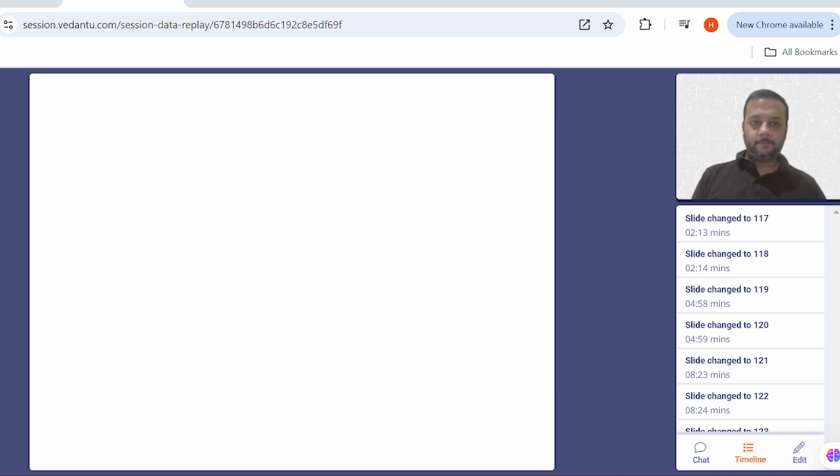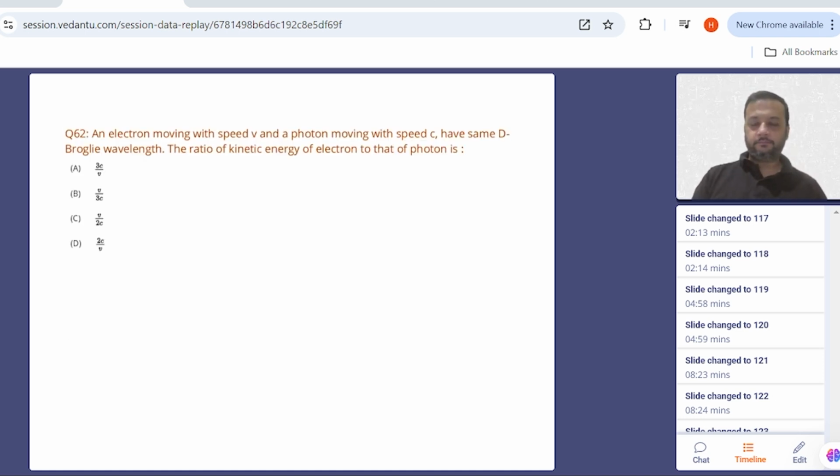Let's look at the next question. An electron moving with the speed v and a photon moving with the speed c has the same de Broglie wavelength. The ratio of the kinetic energy of the electron to that of the photon is? So what is the kinetic energy of the electron? Kinetic energy of the electron is half m v square.